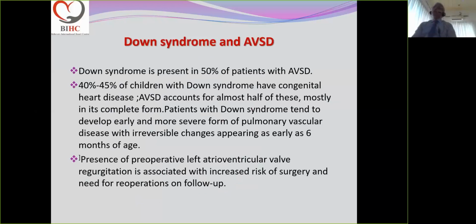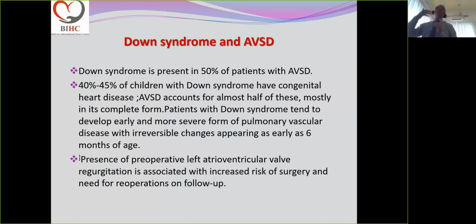We need to make a comment on Down syndrome and AV septal defect. Down syndrome is present in half the cases of AV septal defect. If you take AV septal defect and look backward, half of them will have Down syndrome. Now we are looking at children with Down syndrome, not children with AV septal defect. If you take all children with Down syndrome, 40 to 45% of them will have congenital heart disease. Of these, almost half is AV septal defect.